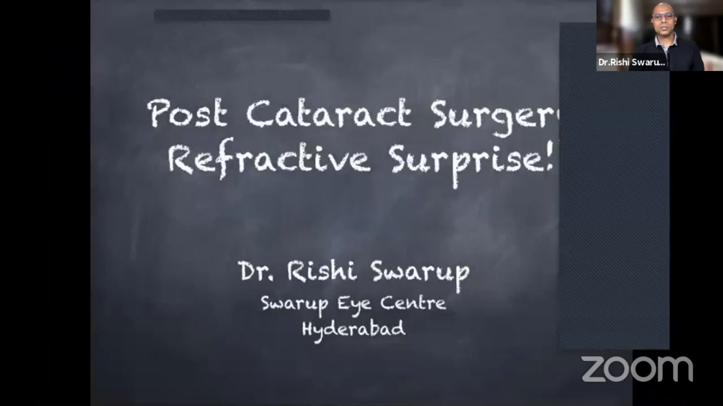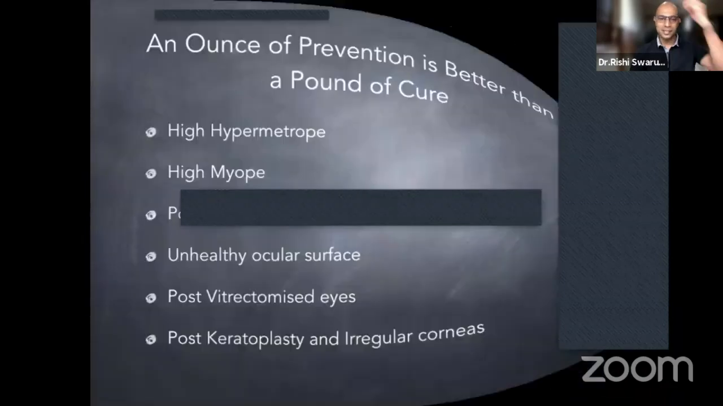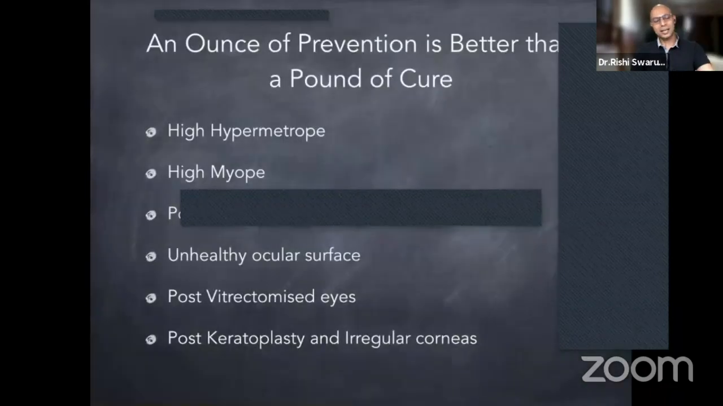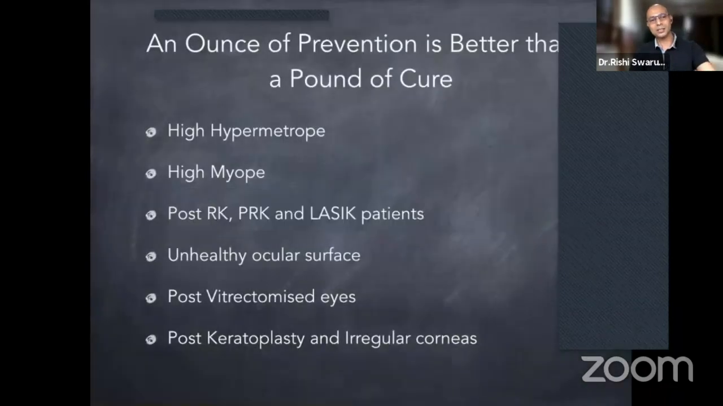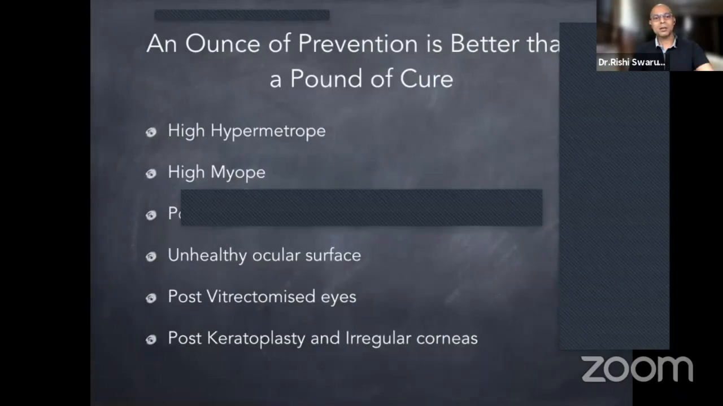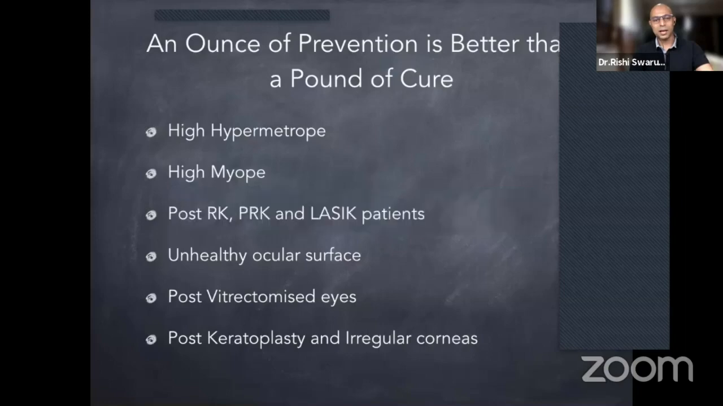So, you've done all these things which everyone has told you, or you've not done many of these things, and you end up with a surprise. How do you deal with it, and how do you analyze it? So, basically, it's important that we make sure that we don't have this problem. And a lot of the previous speakers have highlighted how to prevent having a refractive surprise after IOL calculation. So, which are the patients who are prone to develop this kind of a problem?